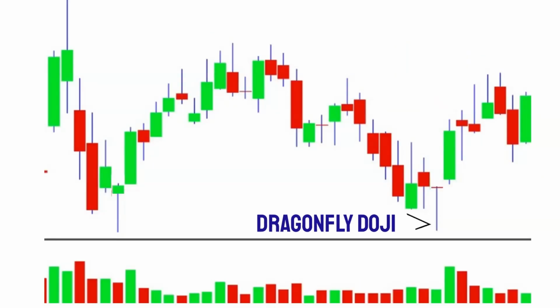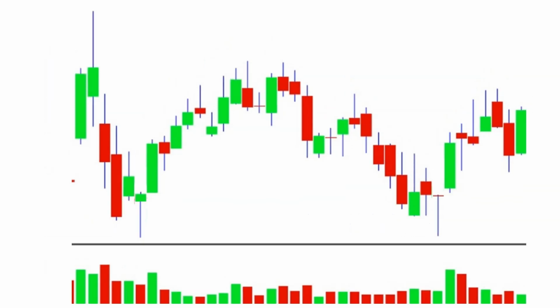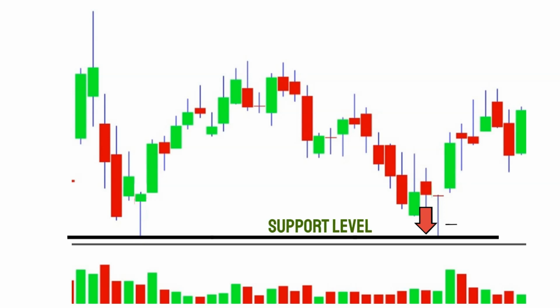Dragonfly doji. The dragonfly doji looks like a T-shaped candle with a long lower shadow and almost no upper shadow. It is a bullish reversal pattern that appears at the bottom of a downtrend. The long lower shadow implies that initially sellers pulled down the price to a support level, but buyers came in at that level and the price went back up to the opening level.